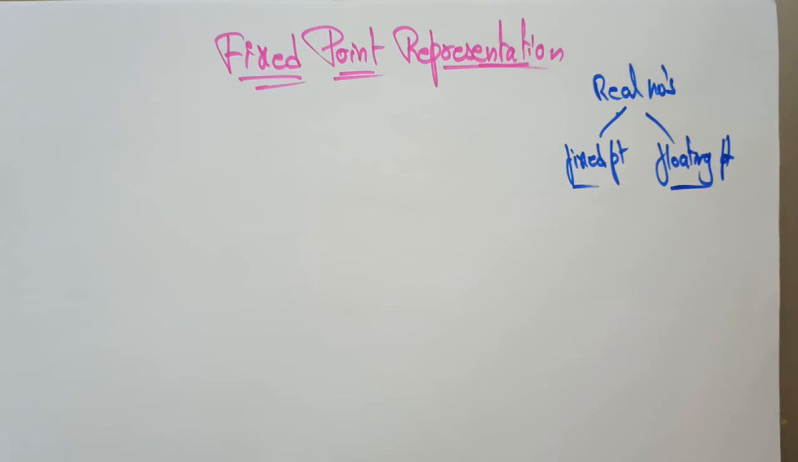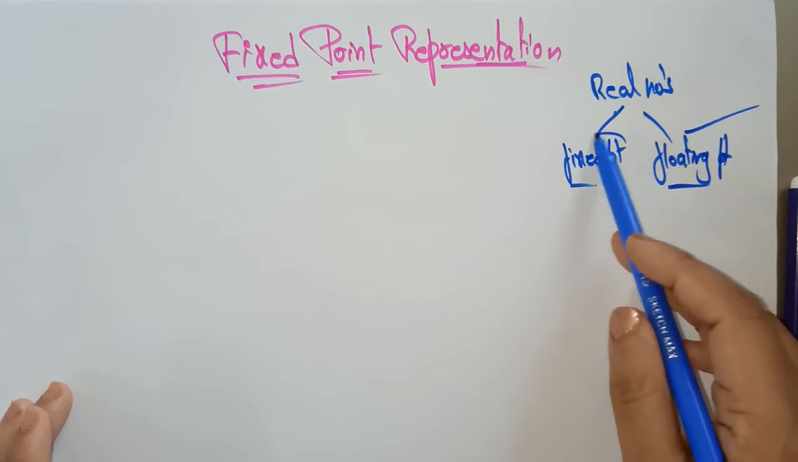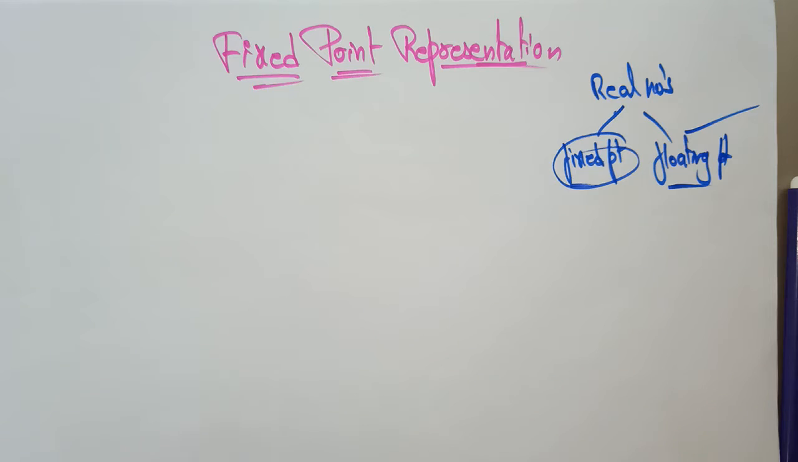Actually, nowadays we are all working on floating point only. We are not working on the fixed point representation, because it has some drawbacks. That's why we are working on the floating point representation only. Even though we work on floating point, you have to know the concept of what is fixed point and what is floating point also. So let's have a clear idea on fixed point. Later we can see the floating point.